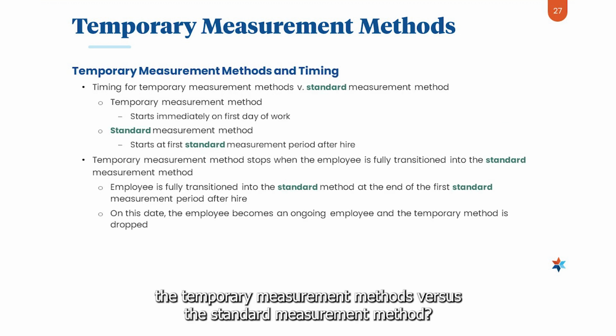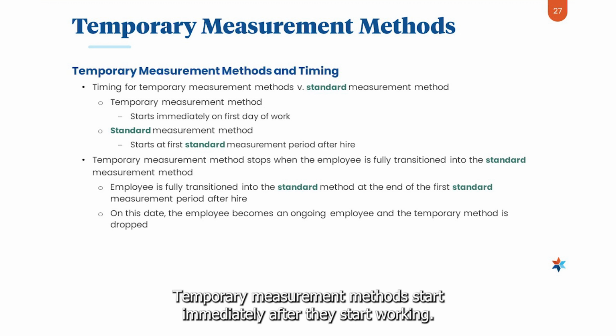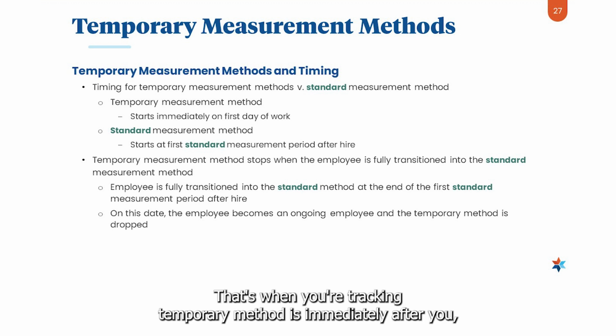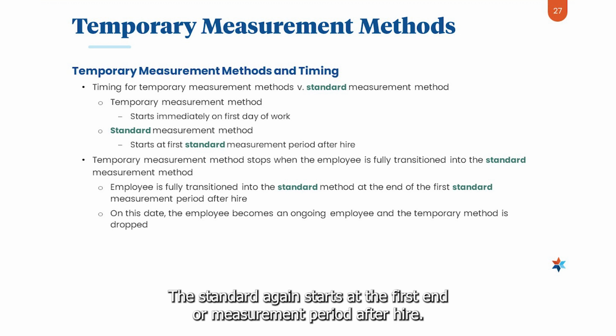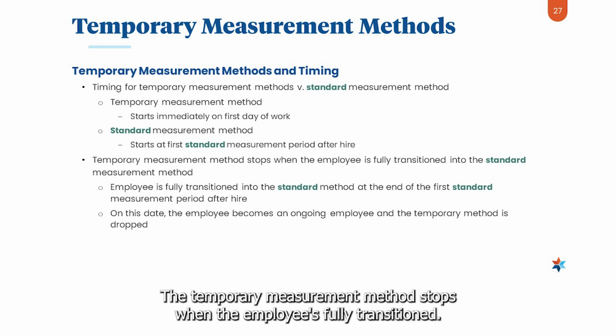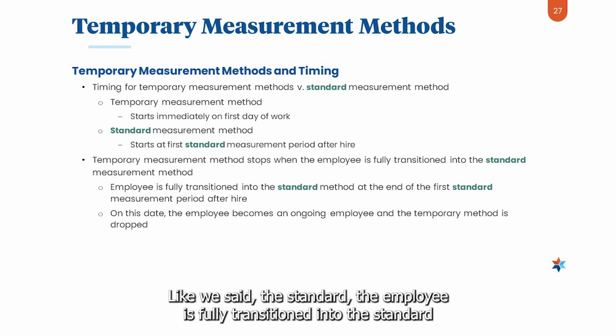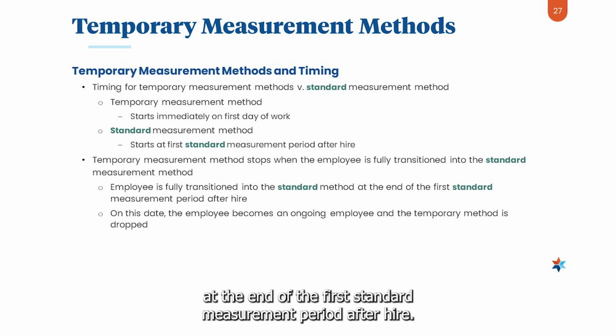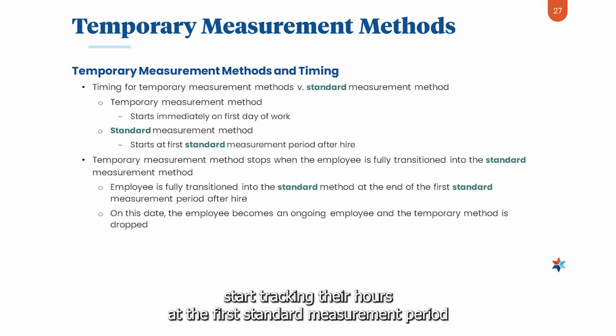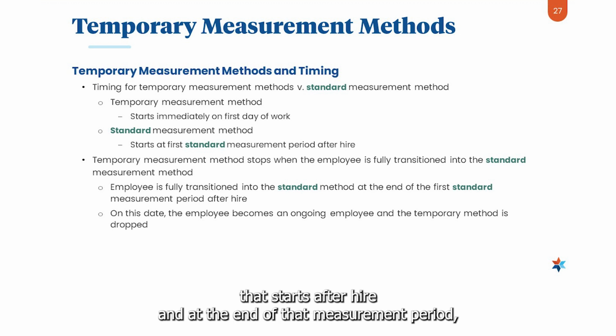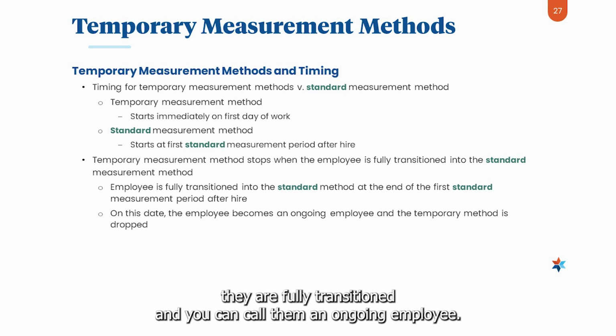So what is the timing for the temporary measurement methods versus the standard measurement method? The temporary measurement method starts immediately after they start working. That's when you're tracking. The standard again starts at the first standard measurement period after hire. The temporary measurement method stops when the employee is fully transitioned, like we said, into the standard. The employee is fully transitioned into the standard at the end of the first standard measurement period after hire. So you're going to start tracking their hours at the first standard measurement period that starts after hire, and at the end of that measurement period, they are fully transitioned and you can call them an ongoing employee.